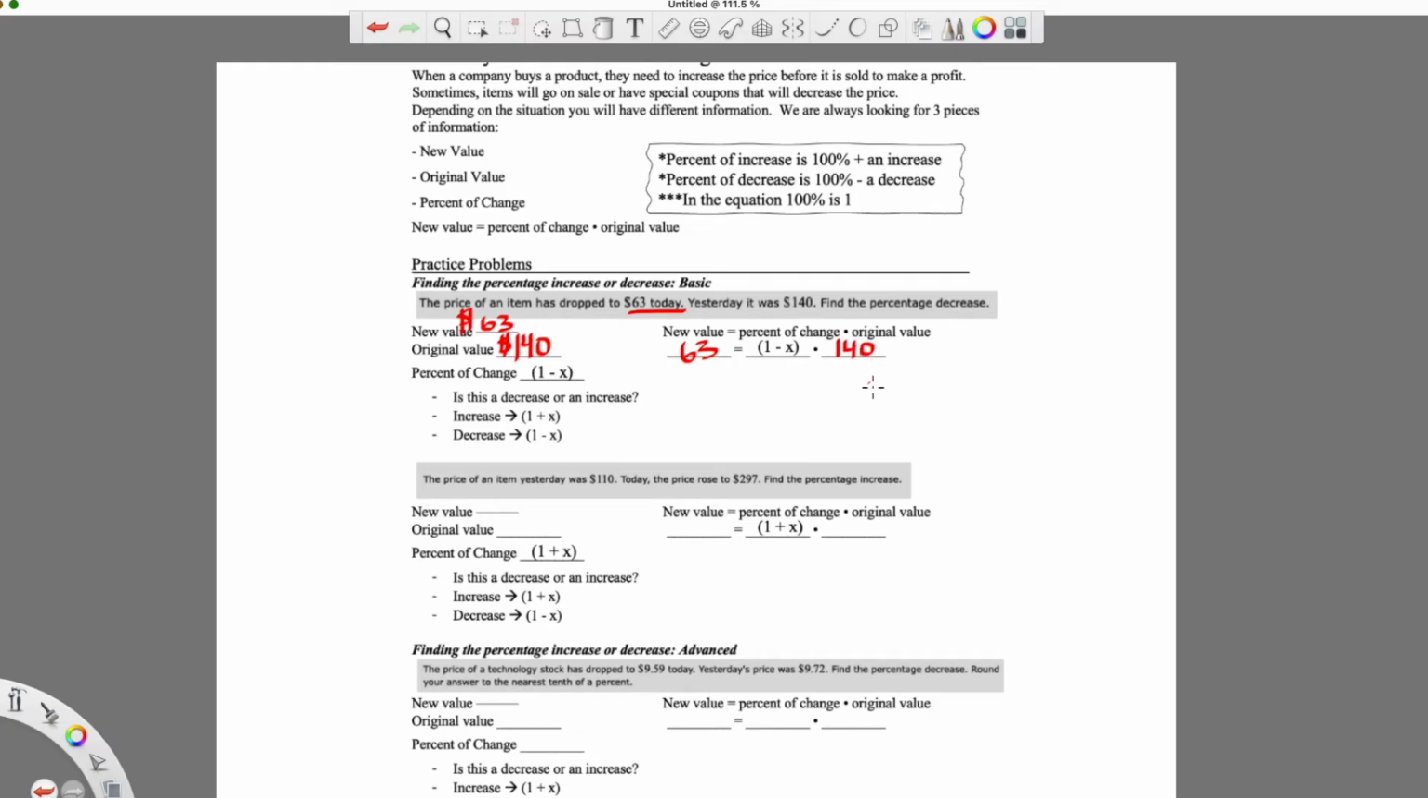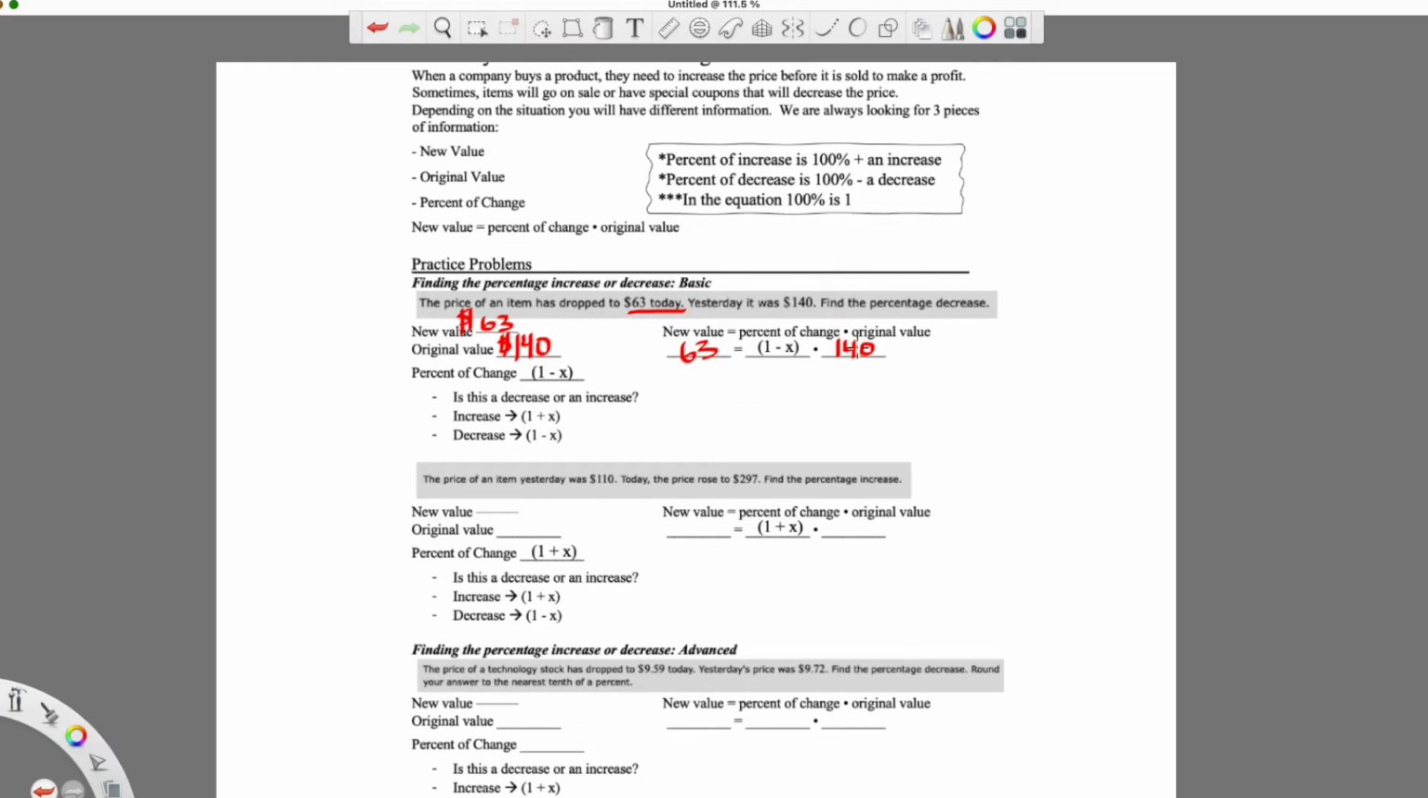So now what we're going to do is distribute the 140. You can actually do this two different ways. You can distribute the 140 to both of these because we're multiplying by a binomial, or I can divide by 140 because the entire side is being multiplied by 140. Either way will get us closer to our answer. It just depends on the method you like. So I can show you both really quick just so you know what I'm talking about.